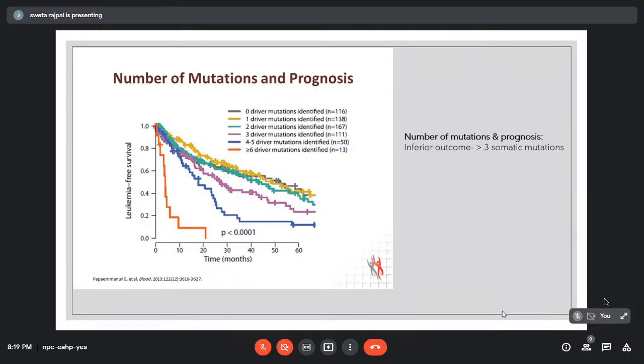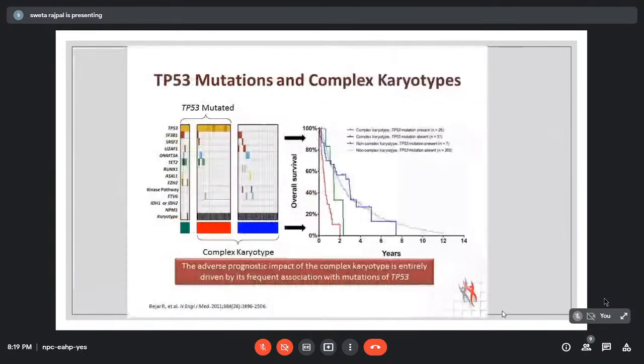So as a cutoff, we can see that if a patient is having more than 3 somatic mutations, they will have an inferior outcome, and we can also diagnose this as MDS. And type of mutation also matters. When you see the TP53 mutation, it is an independent risk factor in MDS. So if a patient is having a TP53 mutation, they will have a very poor prognosis.